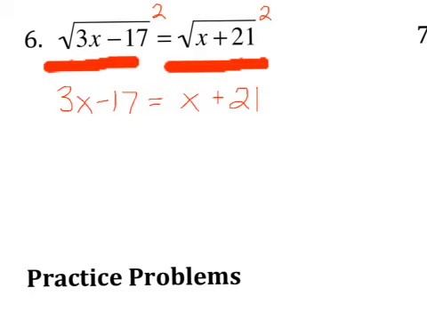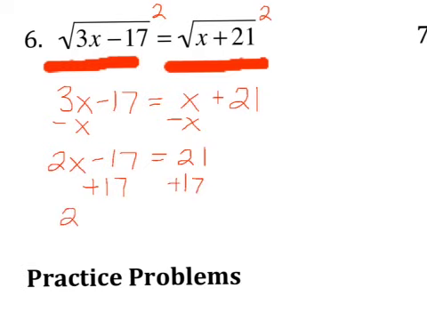So now all I need to do is subtract x, so I have all my x's on one side. So 2x minus 17 equals 21. This problem is now looking pretty easy. Add 17. So 2x equals 38. Divide by 2. So our final answer is x equals 19.